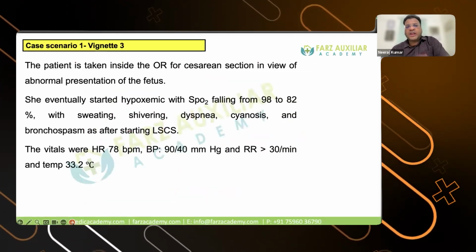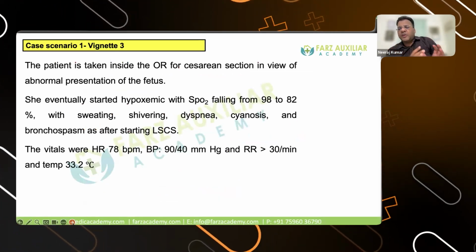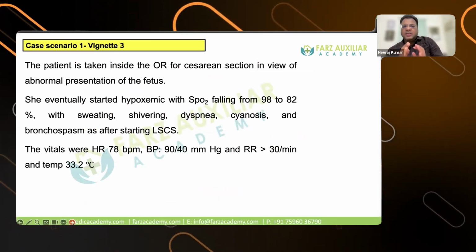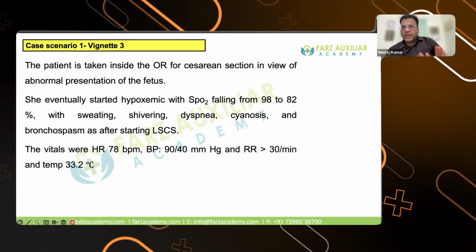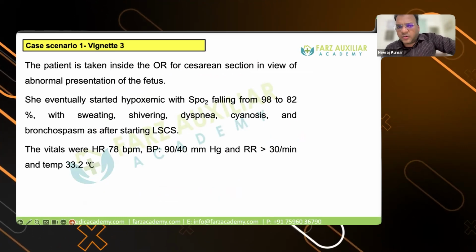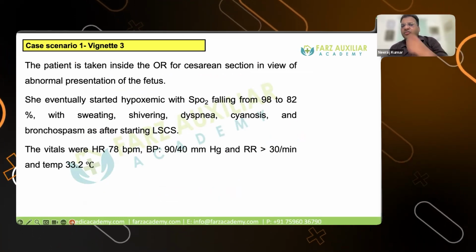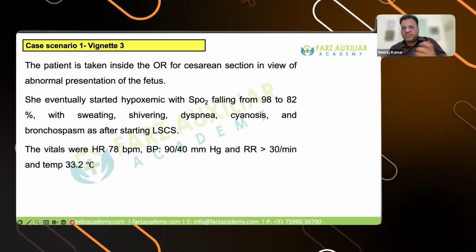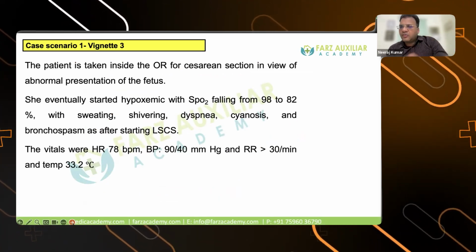Now coming to the next point, next vignette. This patient was taken inside the OR. Why? This HELLP patient was planned to be taken inside the OR for cesarean section. Why? Because the patient had an abnormal presentation of the fetus. Now here, what has happened?